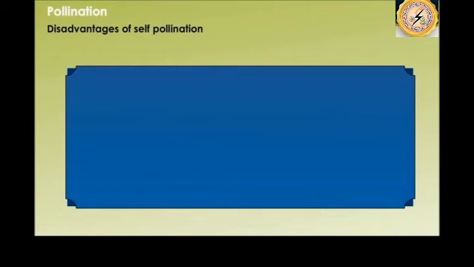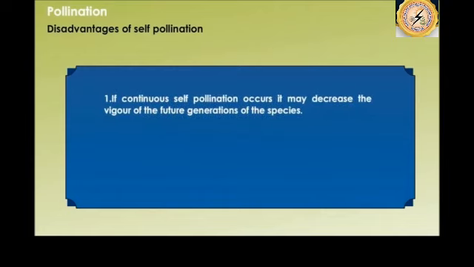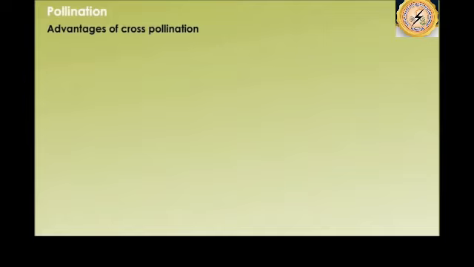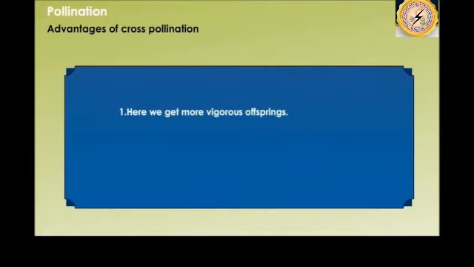Now focusing on the disadvantage of it. If self-pollination continues, it may decrease the vigor of the future generation of the species also. It means that the future generation will be having the same characteristics. They will not be having the different characteristics of the different flowers. The weak characteristics of the two species are not diminished, and the genetic improvement also does not take place. So the new generation will not be having the improved characteristics.